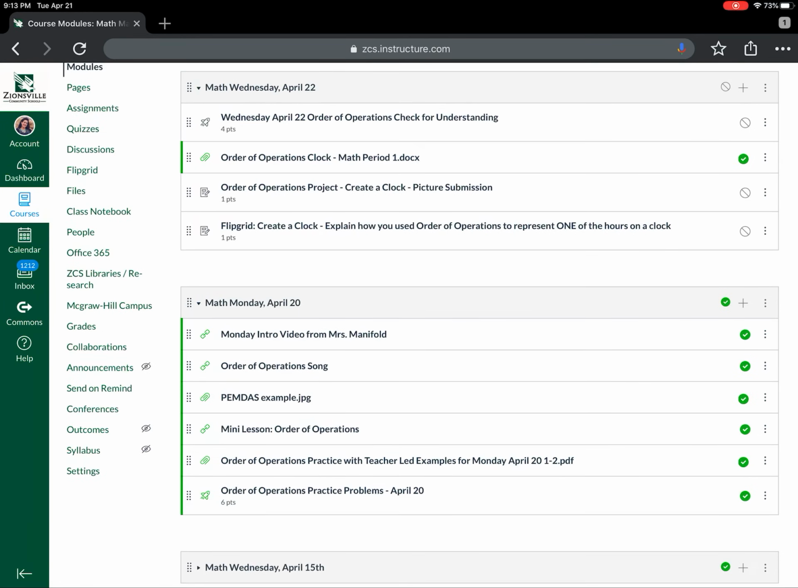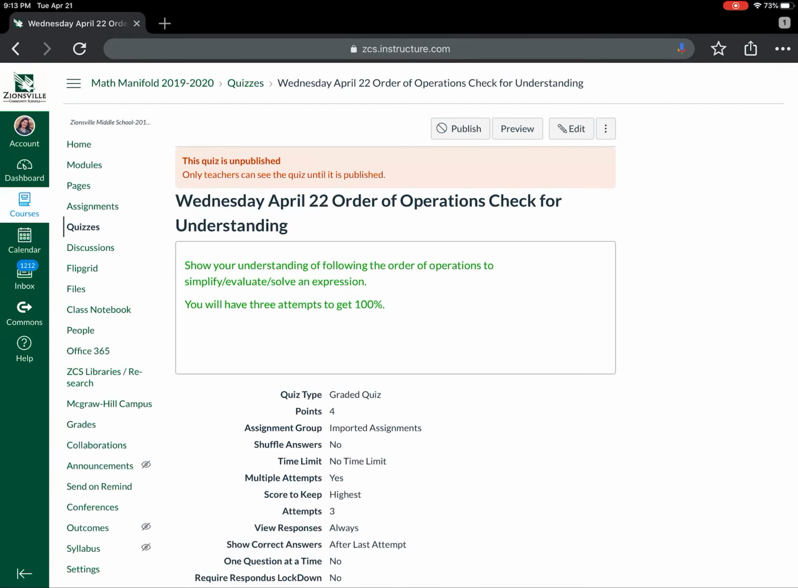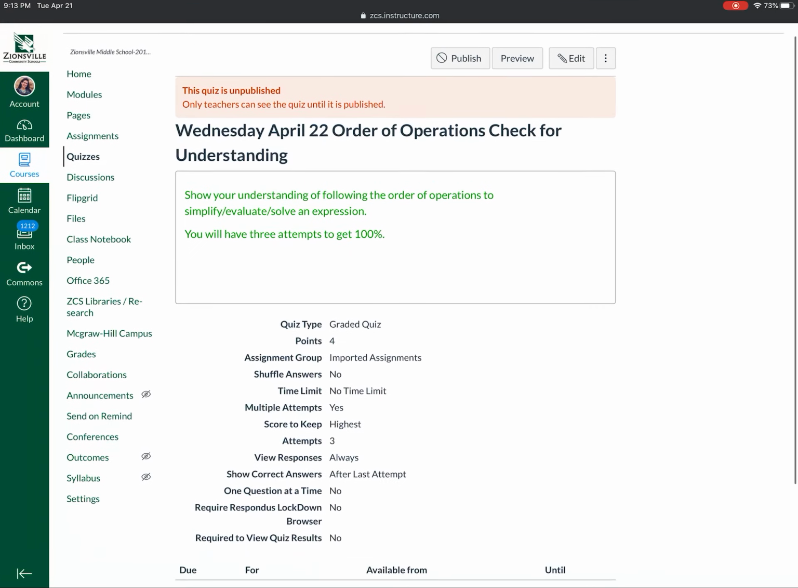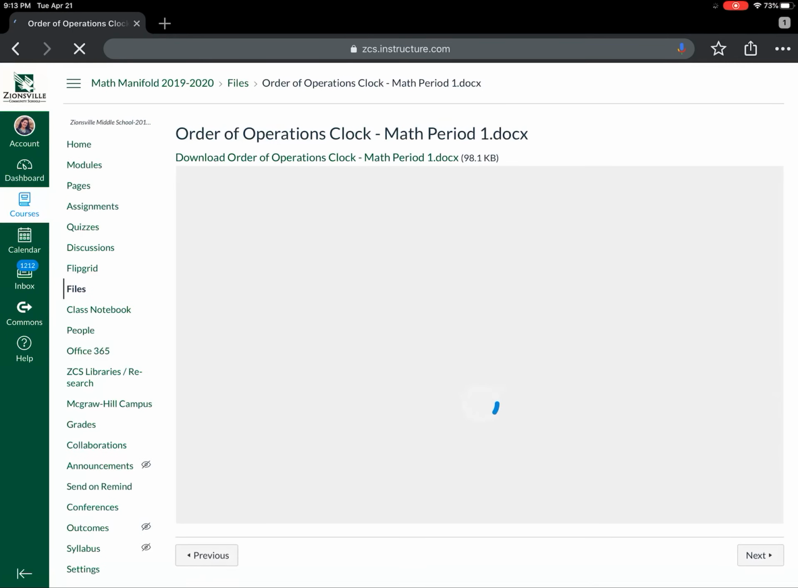Today we are going to continue to work on order of operations. So you're going to start off with a check for understanding today. You will have 3 opportunities to answer 4 questions and practice your order of operations. If after those 3 attempts you do not receive 100%, on Friday I'll make some small groups and we'll go over and do a little small group reteaching.